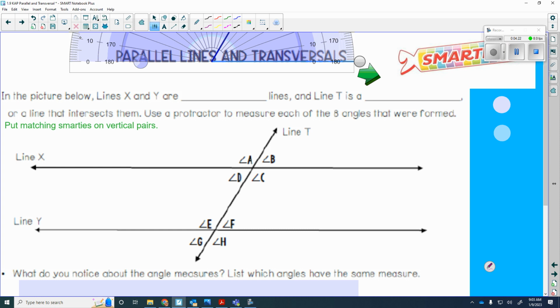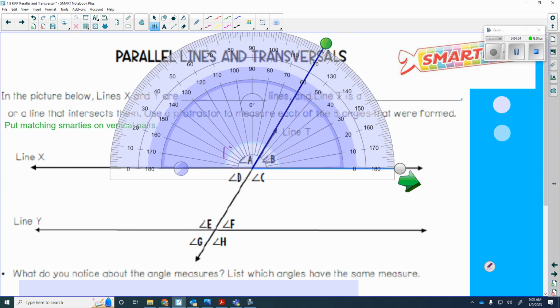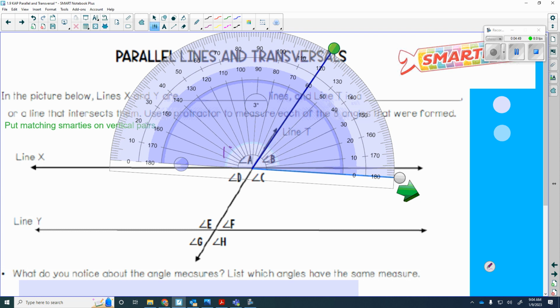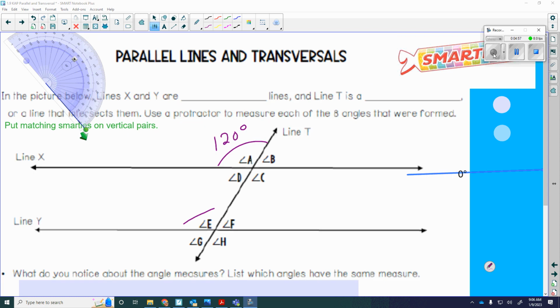What did y'all get for angle A? Okay, my bad. Well, if I'm going from this direction, 0, 10, 20, it stops at 120. So angle A is 120. Angle B, we're going from this direction, and it would be how much? 60. Okay, y'all, does everybody get that that one was 120?